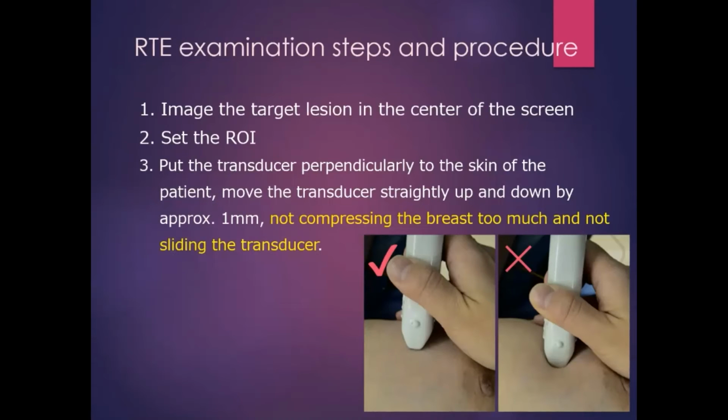When performing RTE, image the target region in the center of the screen, switch to RTE mode, and set the ROI. Put the transducer perpendicularly to the skin of the patient. Move the transducer straight up and down by 1 mm. At that time, take care not to compress the breast too much and not to slide the plane to image.